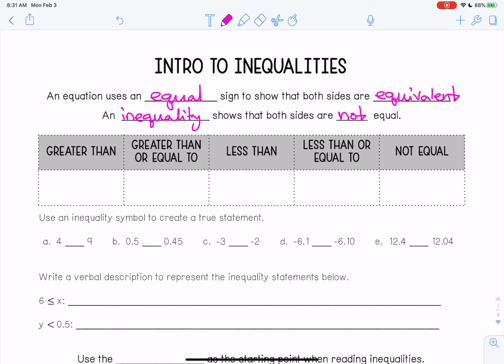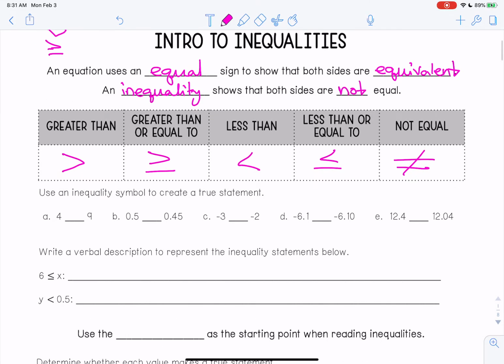So greater than is represented like this. Greater than or equal to, it's the same symbol, but we draw a line under it for the equal sign. Think of it as greater than and equal combined together. Then less than looks like this. Less than or equal to, and not equal. Use an inequality symbol to create a true statement. So 4 and 9. Well, 9 is bigger than 4, so go like this.